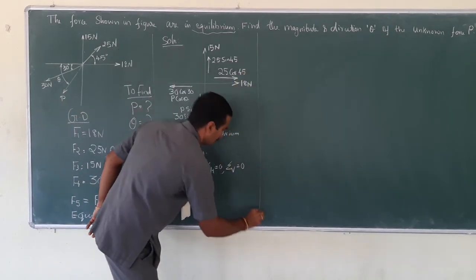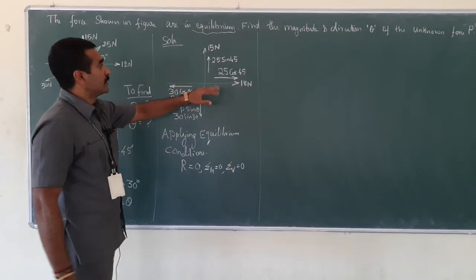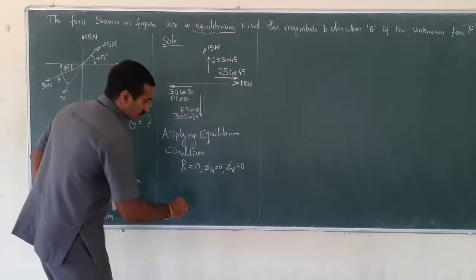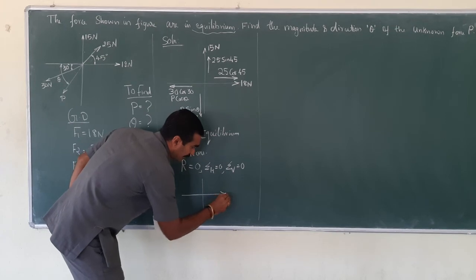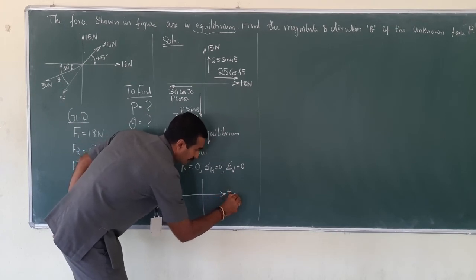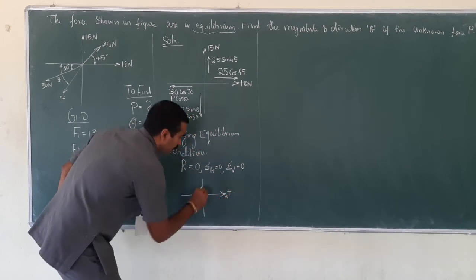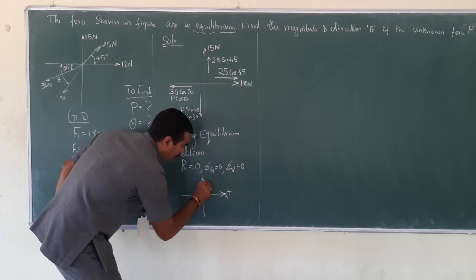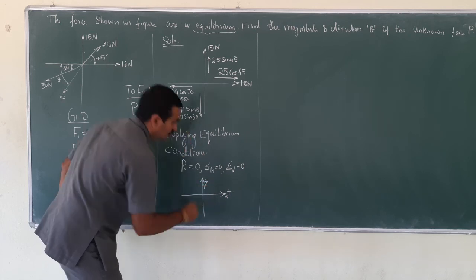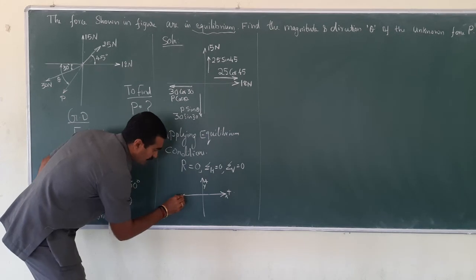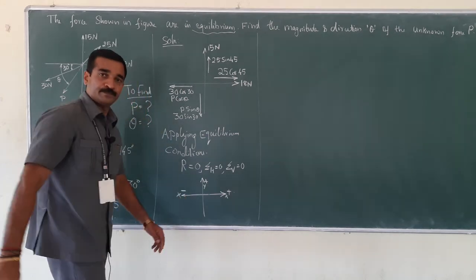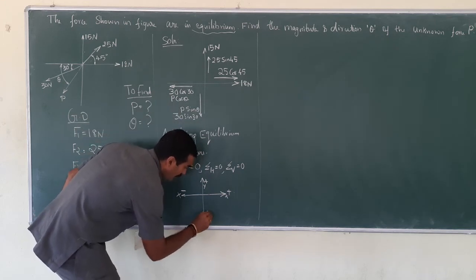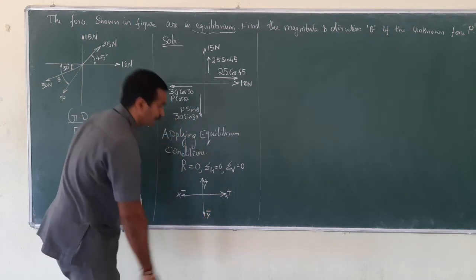Got it? And what about the sign? The sign notation, that is, the sign convention. If the force is acting this way, it would be plus, that is, in the positive x direction. If the force is acting vertically up, positive y. And if the force is acting this way, it would be negative x direction. And if the force is vertically downwards, then negative y.